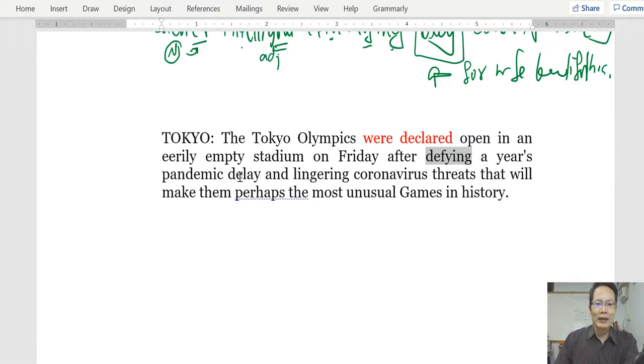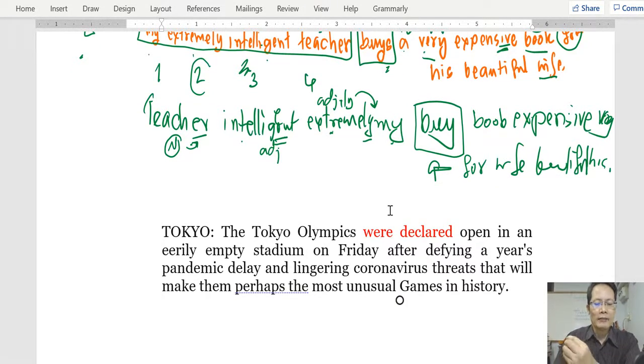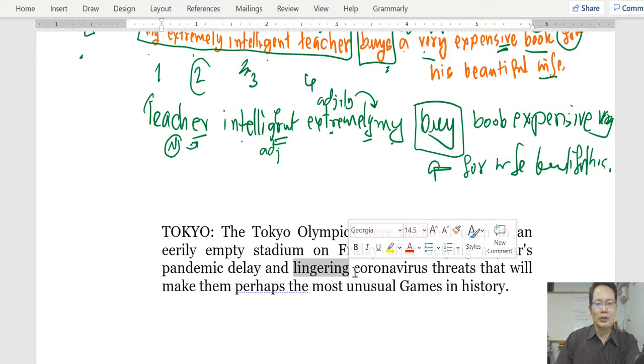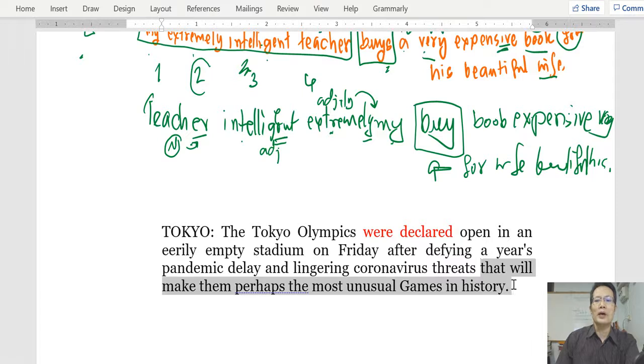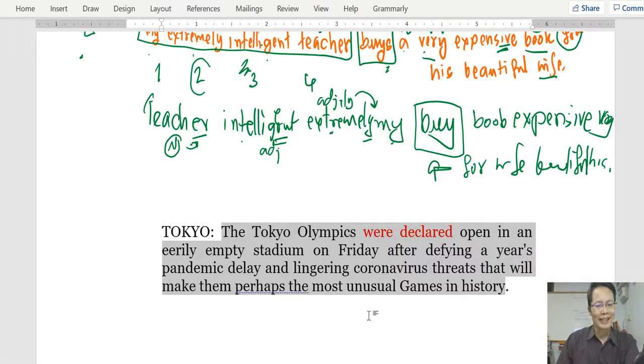A year's pandemic delay. We have to translate delay first because delay in the position here is a noun. Pandemic is an adjective. Same as what I mentioned up here. I will explain adjectives later, and a test will be provided for you with the explanation. Lingering coronavirus threats is a noun, and coronavirus also is a noun here. Noun plus noun, the one in front is an adjective, which is opposite to the use of the Thai language. The new sentence begins here in the same sentence. All of this here is only one sentence, because there is only one full stop, but inside the sentence they are composing other minor sentences also. You will understand and read clearly.